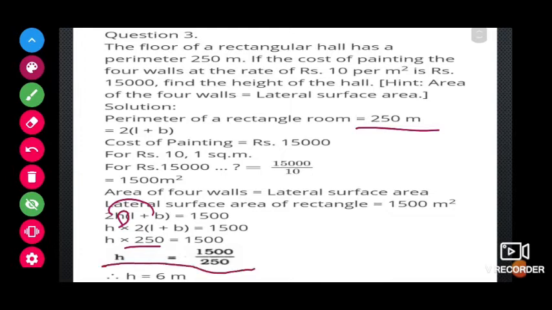Height is equal to 1500 by 250. That is nothing but 250 sixes are 1500. So, the height of the hall is 6 meters. That's it.